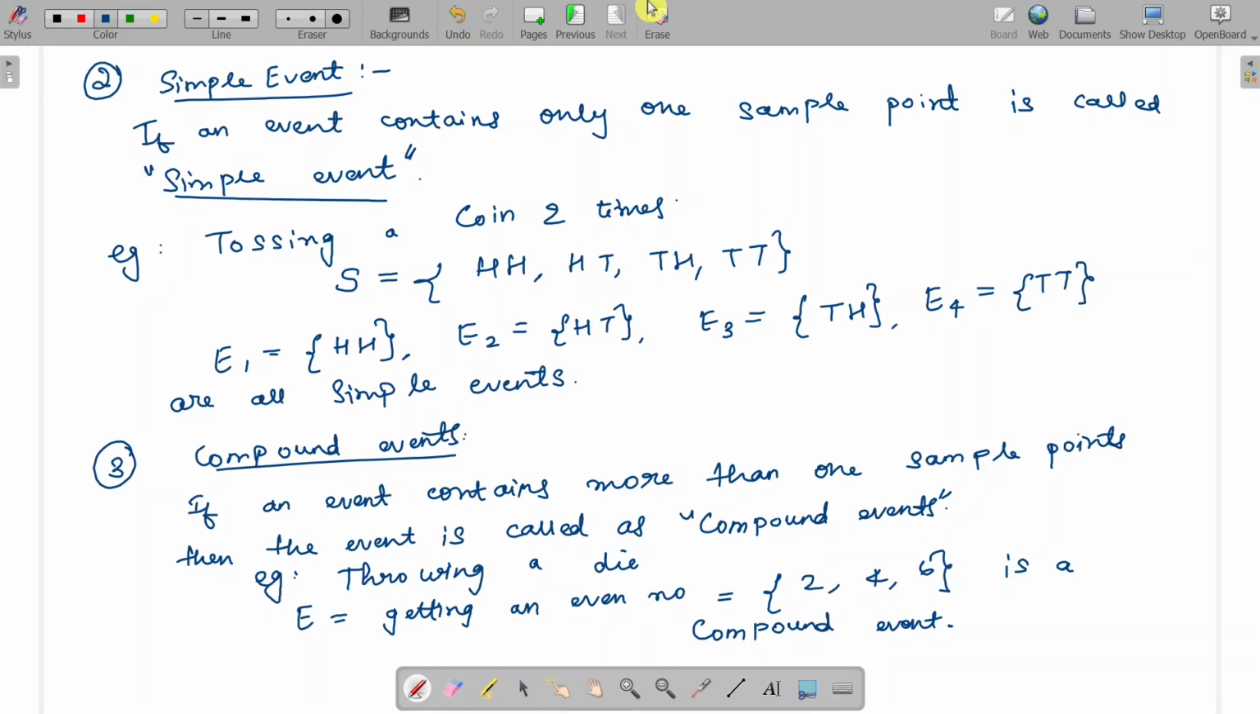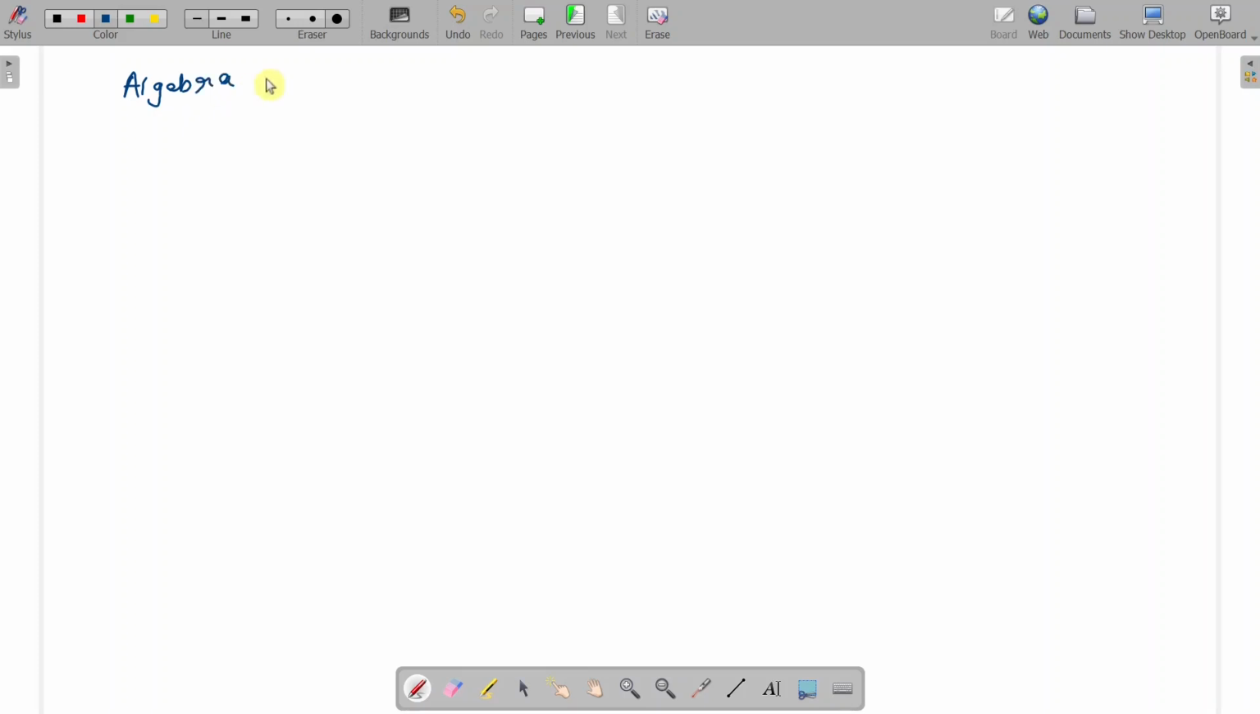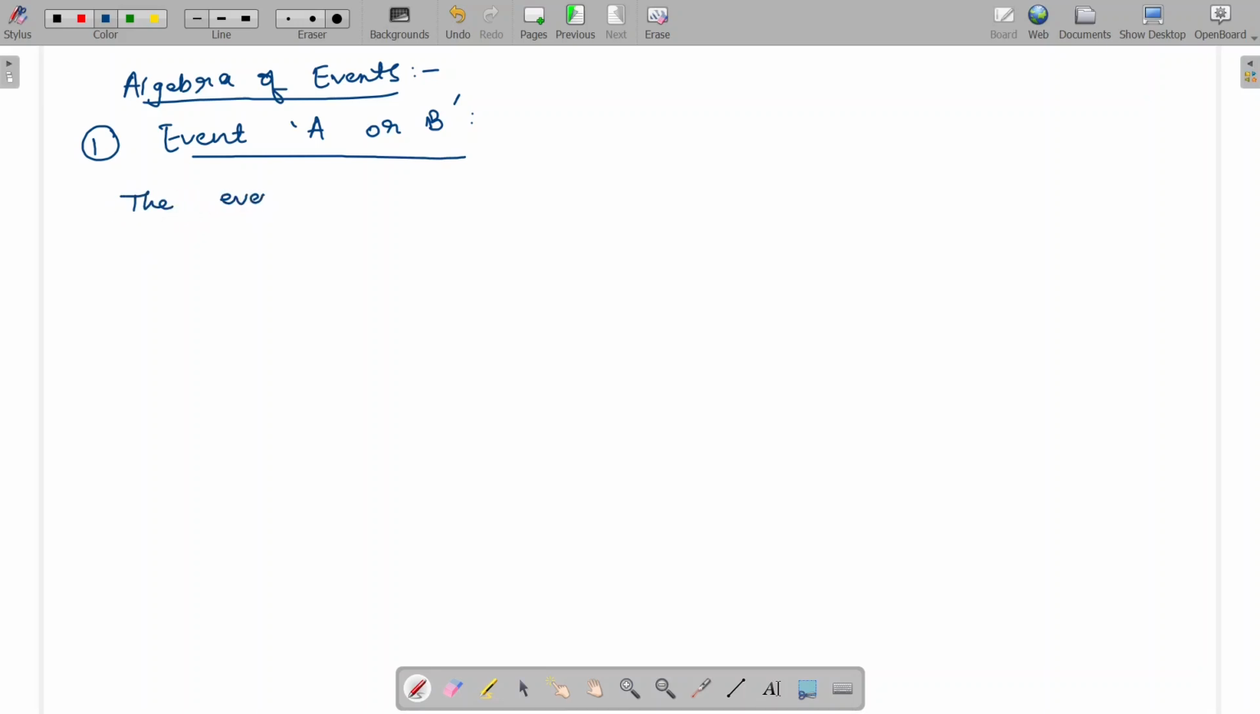Now let us go to the algebra of events. You have studied in sets the union of two sets, intersection of two sets, complement of the set. So the same concept we will use for events, because events are nothing but sets, right? So let us first take the event A or B. Let A and B be any two events of a sample space S.